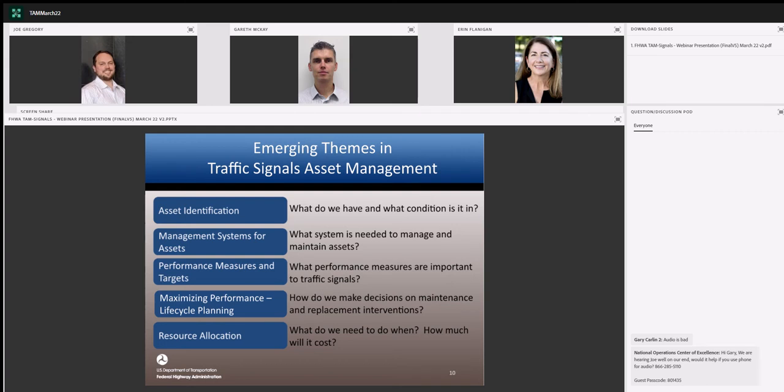The second one is, once you start to collect some information about those assets, how do you store that information? How do you analyze it? How do you report it? How do you use it? So we'll talk about that a little bit further. Joe touched on that link between asset management and performance management. Performance measures and targets are very important to drive an asset management outcome. So understanding what you're currently achieving and what you might want to achieve in the future.